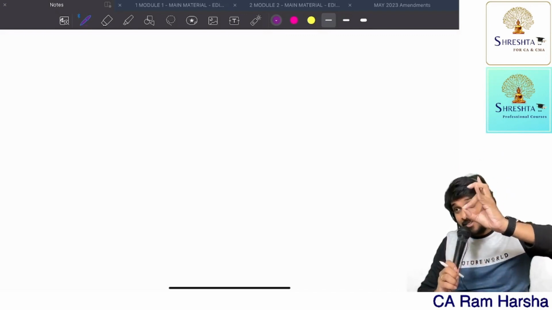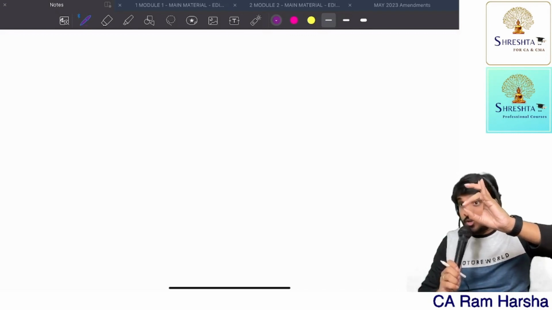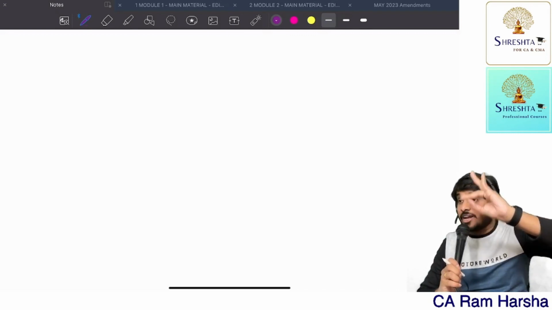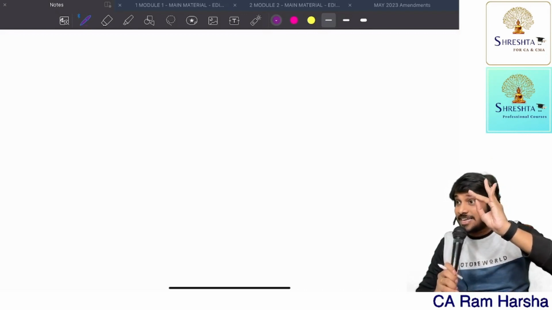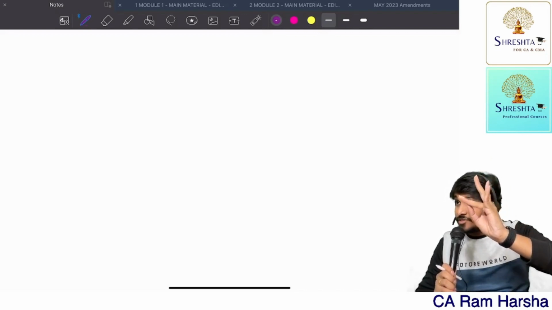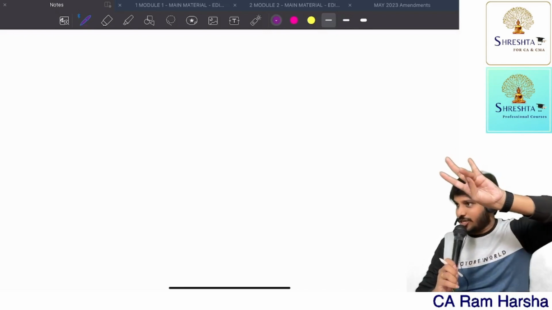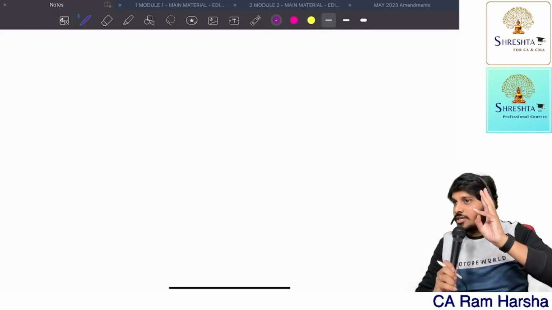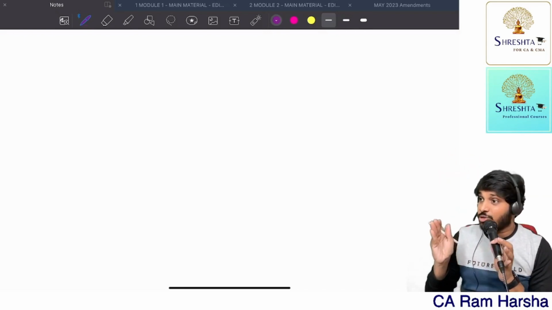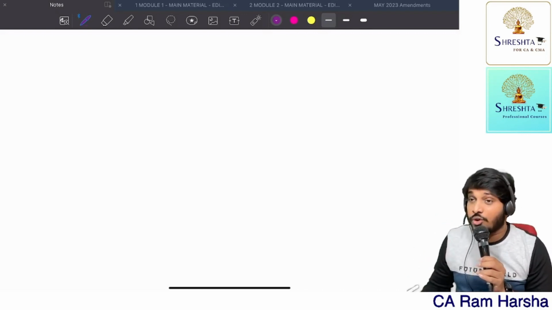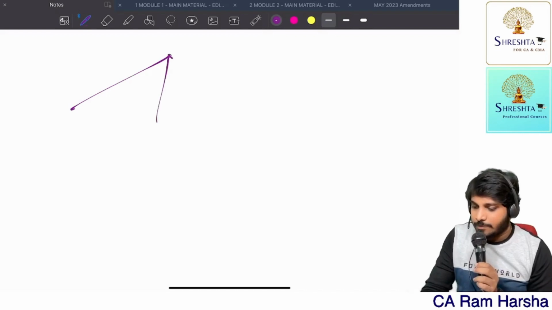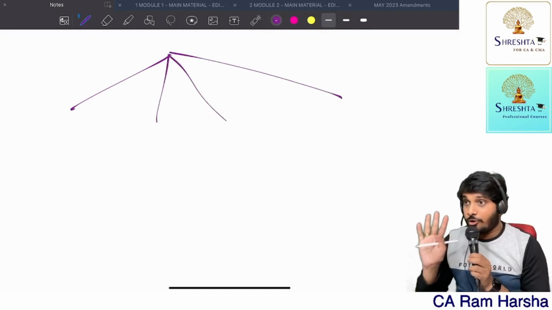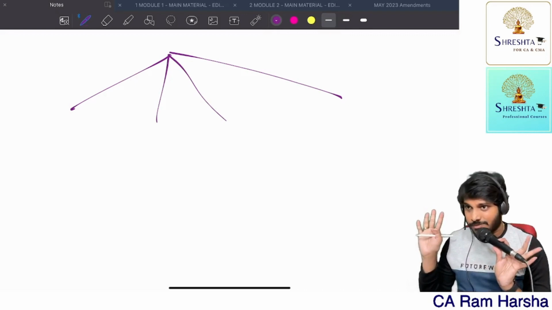What are the businesses which fall under NBFC criteria but are exempted from registration? We are going to discuss exemptions for NBFCs which are exempted from registration. Then we are going to discuss directions issued by RBI. In this chapter, we are going to discuss 4 sets of directions.